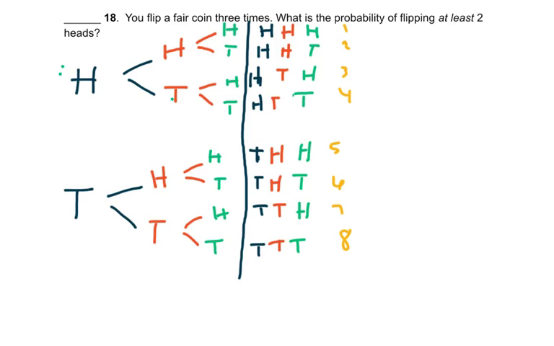And we're looking for the ones that have at least 2 heads. So let's circle the ones that have at least 2 heads. Well, we got this first one, and the second one, and the third one, because it's heads, tails, heads. Now the fourth one doesn't count because it's heads, tails, tails. So that one's not working. The fifth one is tails, heads, heads. So yes, that's at least 2. The sixth is tails, heads, tails. That doesn't work. Seventh is tails, tails, heads. That doesn't work. And the eighth one is tails, tails, tails.